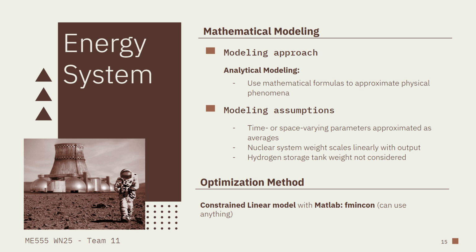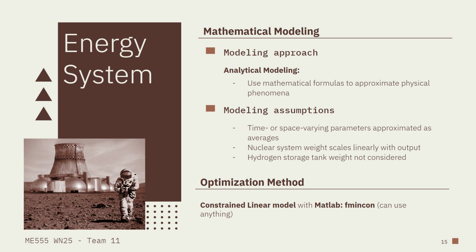Another assumption we made was that nuclear system weight scales linearly with power output. This simplification neglects the reality that nuclear systems require a minimum mass of equipment to produce any power. Finally, we also neglected the mass of hydrogen storage equipment, assuming that a Mars colony would already have hydrogen storage for mission-critical resource production, such as fuel and fertilizer. Thus, our hydrogen energy storage mass only includes the weight of the hydrogen itself.